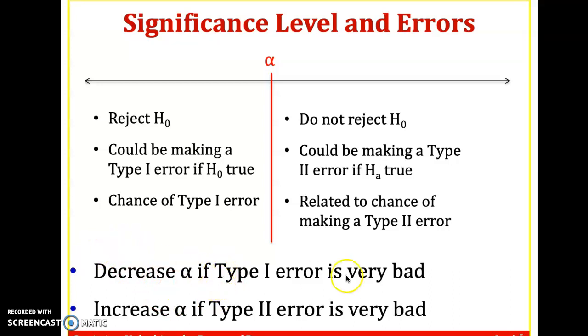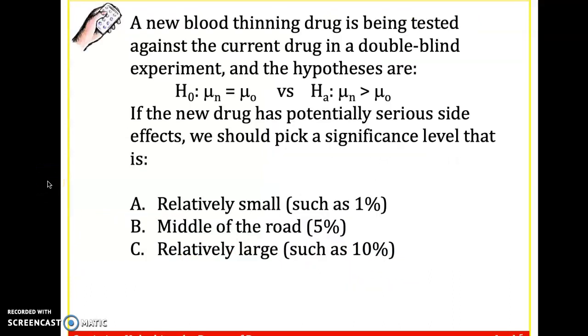So let's look at a couple examples of what I mean by this, by the type 1 being bad or type 2 being bad. So let's go back to that new blood thinning drug being tested against the current drug in a double-blind experiment. There are null and alternative hypotheses. The new drug has potentially serious side effects. So if the new drug thins the blood, but it has potentially serious side effects, what should we pick a significance level for?